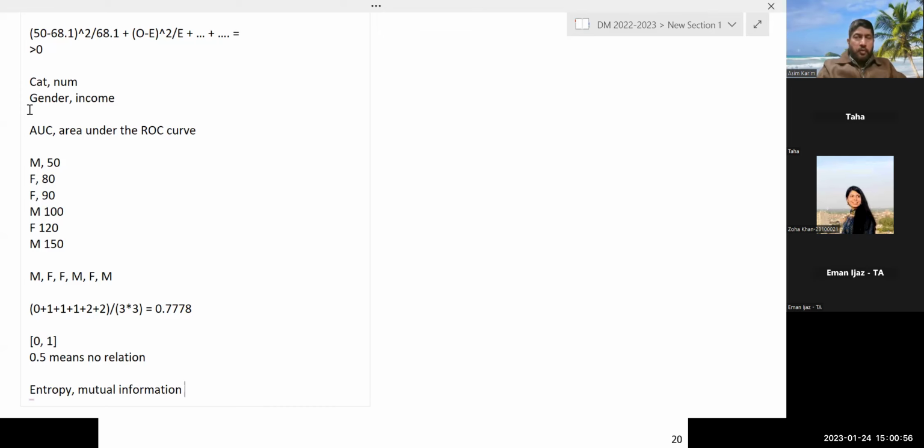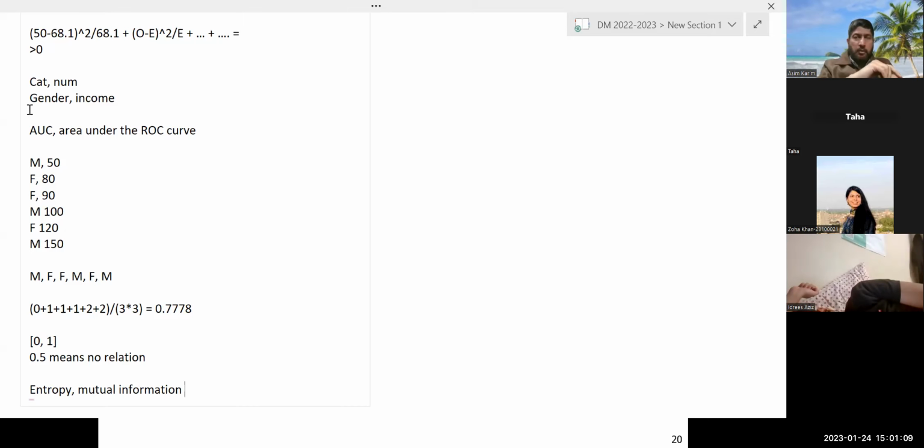Of course, if you use entropy or mutual information, इसमें जो zero की value है, it means that they are related, strongly related. Higher values mean that they are unrelated. Basically, zero means they are homogeneous, and higher values mean they are inhomogeneous. Okay, so these are about relationships between two attributes.